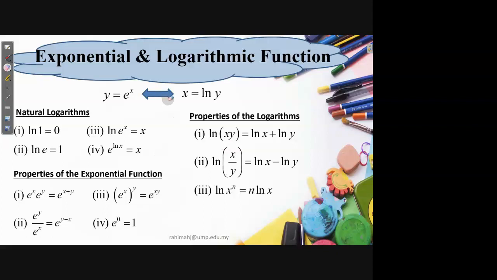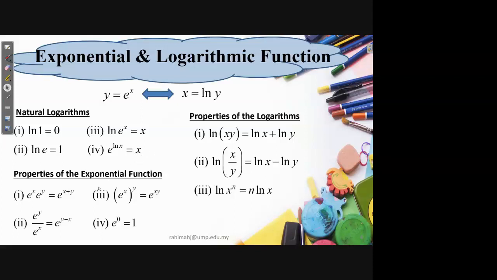Next is the exponential and logarithmic function. We know that when y is exponent x, x is equal to ln y. So for natural logarithms, we have this: ln 1 is 0, ln exponent 1 is 1, ln exponent x is x. We can simplify this, so that exponent ln x is x. You must know all these natural logarithms so that we can simplify our terms.